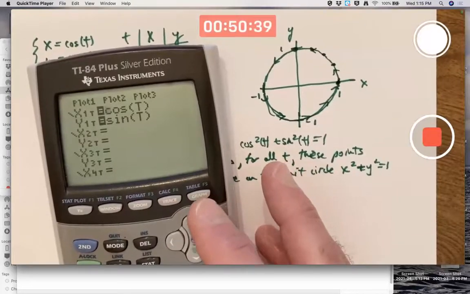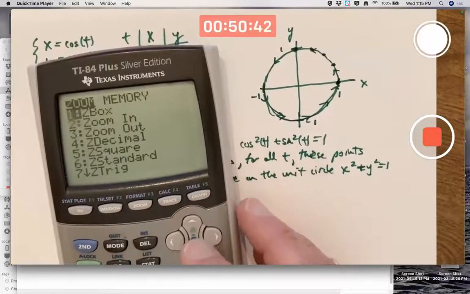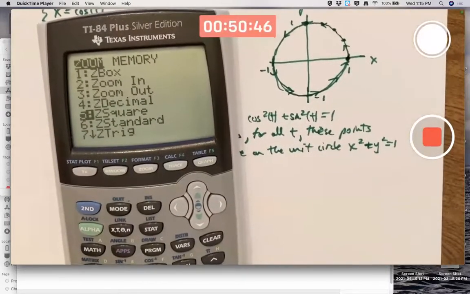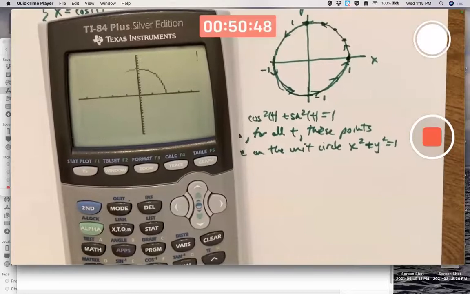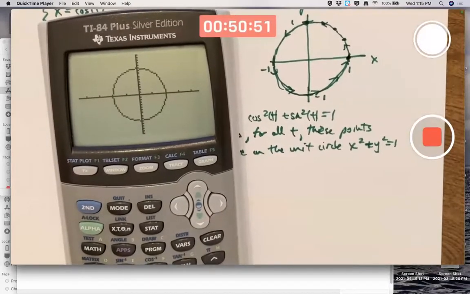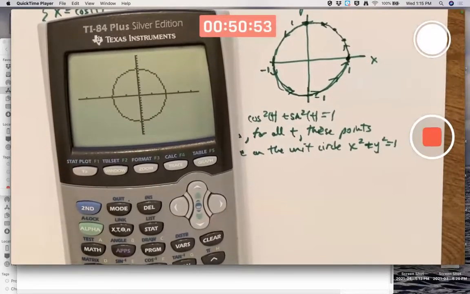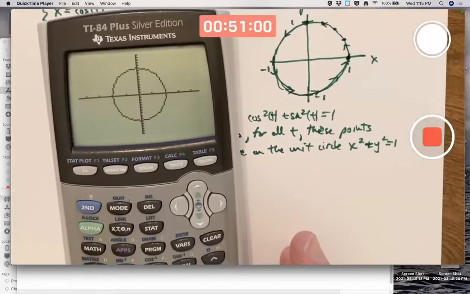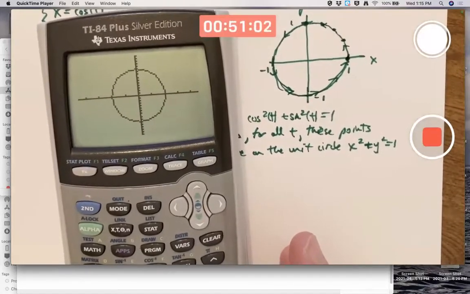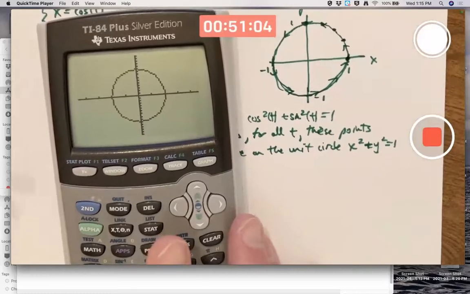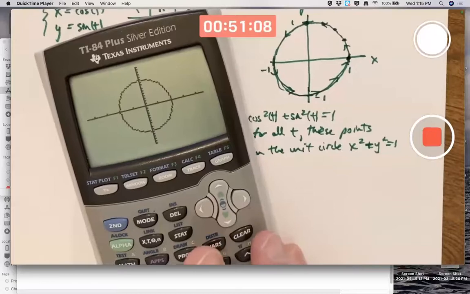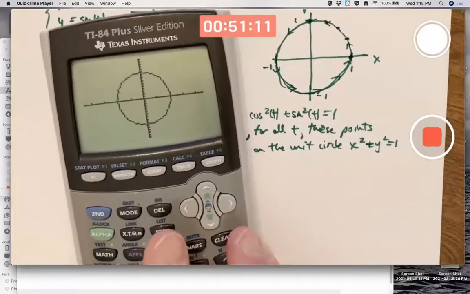There's like a zoom square, I think. There we go, ZoomSquare. We'll pick it so that it'll look more like a circle. There we go. Let's trace out at a constant speed. It's representing more than the circle. It's representing motion, uniform circular motion. That's what parametric curves are all about, representing motion. Not necessarily uniform circular motion, but motion in general.